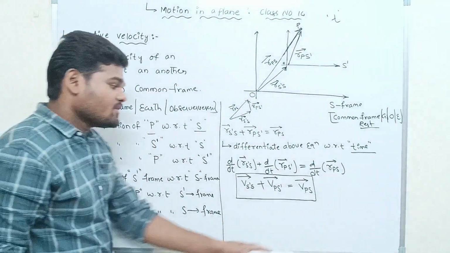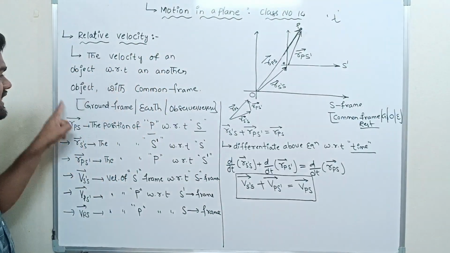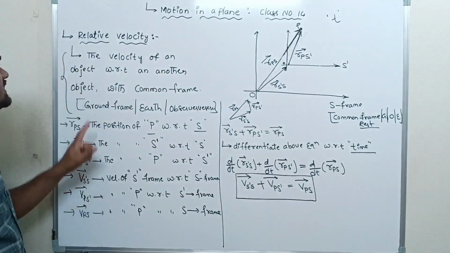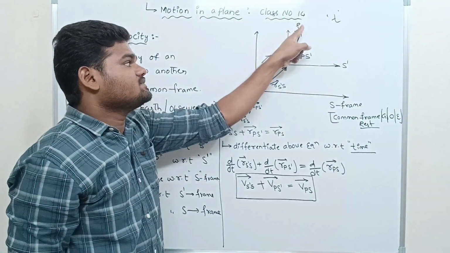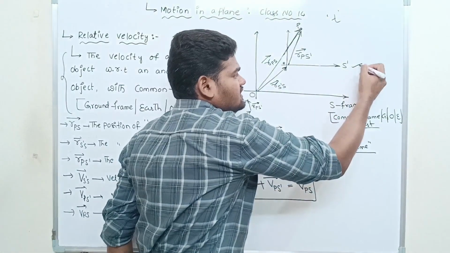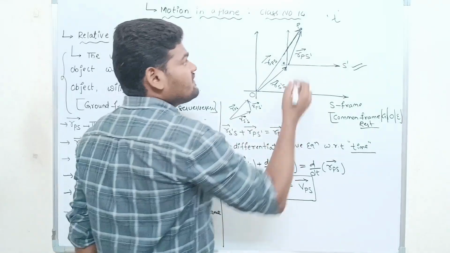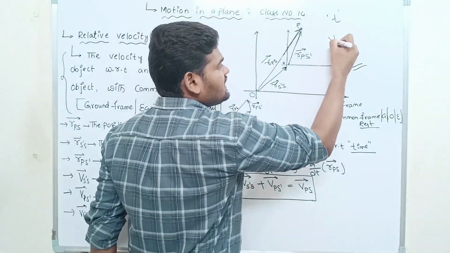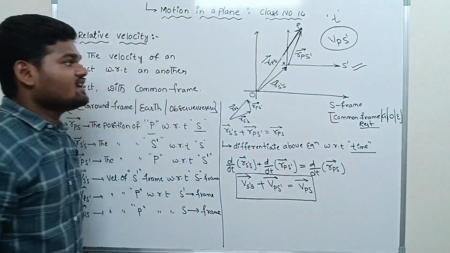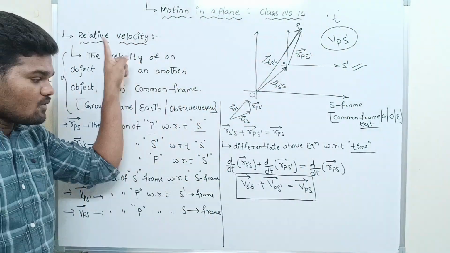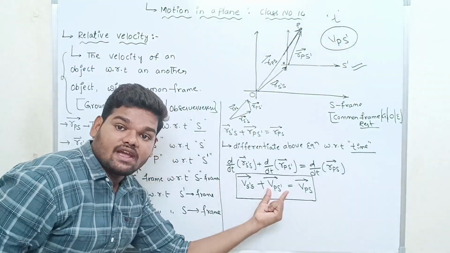So this is about relative velocity. From the general definition of relative velocity, what is the meaning of relative velocity? The velocity of an object with respect to another object, with a common frame. Now what we have to find? We have to find the velocity of an object with respect to another object. That gives what? Relative velocity. So we have to find V P S dash. So where is V P S dash? Here V P S dash is there.